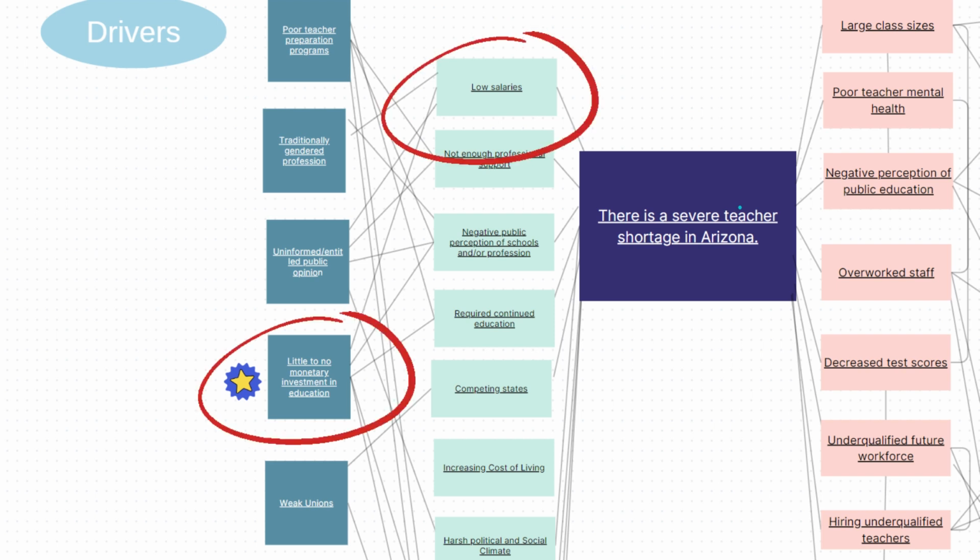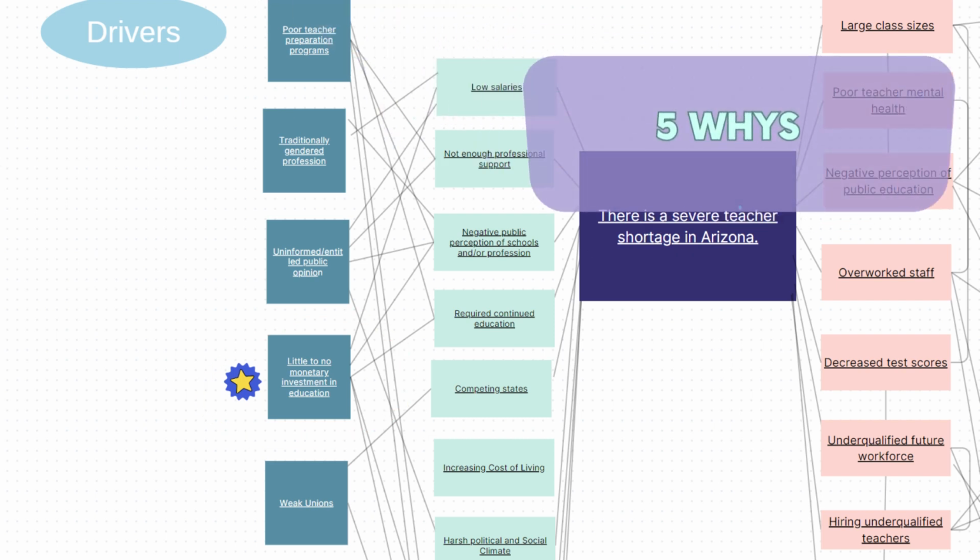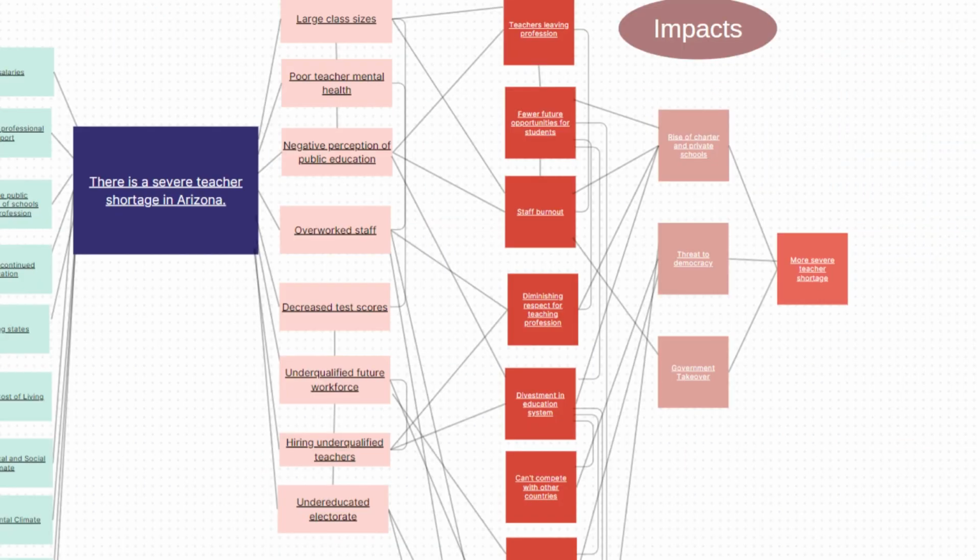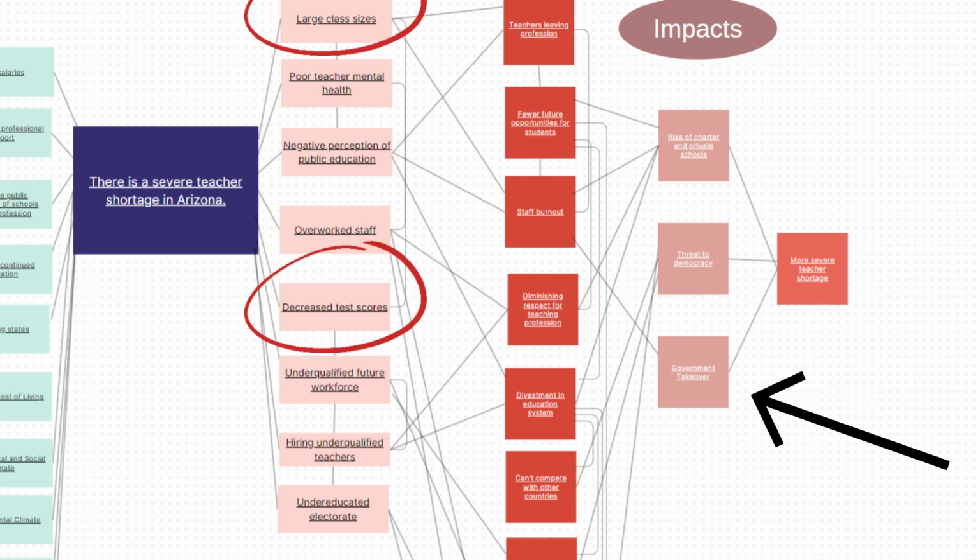A strategy for finding indirect drivers is to ask the 5 whys. With the 5 whys strategy, you keep asking why 5 times or until you can't anymore. You should use the same strategy in your own project. On the right of the challenge statement, we organize the impacts. These are the results of the challenge persisting. Some impacts we saw of the teacher shortage in Arizona are low test scores for students, overcrowded classrooms, and more teacher burnout.